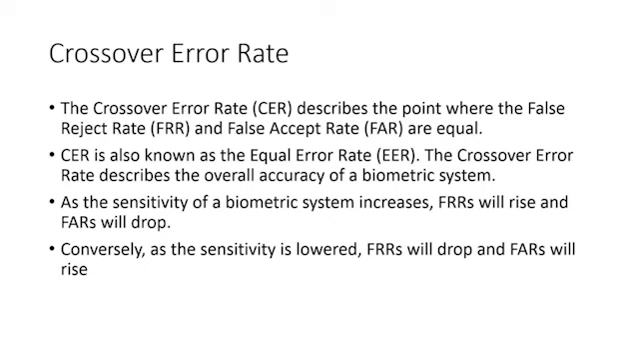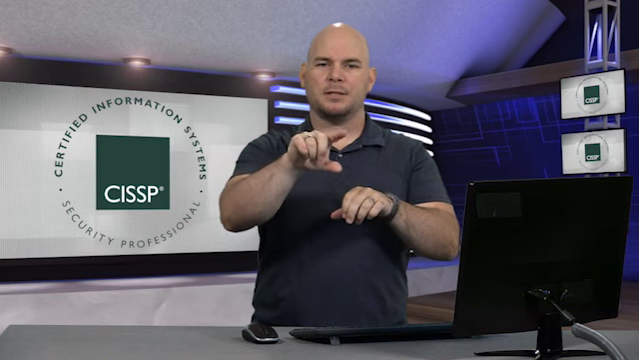Now, conversely, on the opposite side, as the sensitivity is lowered, we're not going to have as many rejections, but we're going to have way too many exceptions. All right? We'll have too many people getting accepted that may not get to. So we don't want this, and we don't want this. We kind of want to meet in the middle where that equal error rate is. Not too many rejections, not too many false exceptions.